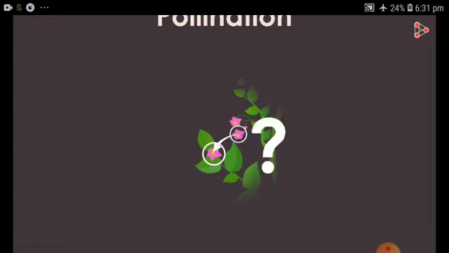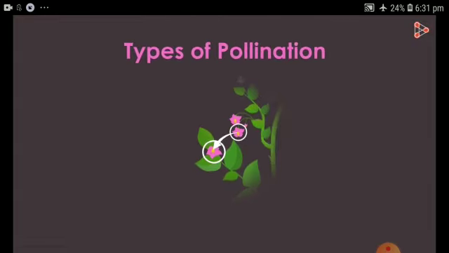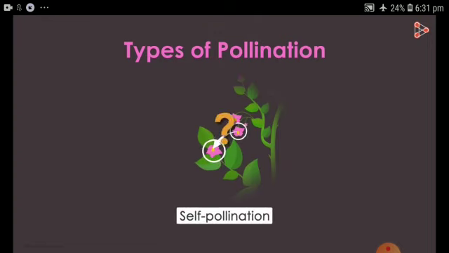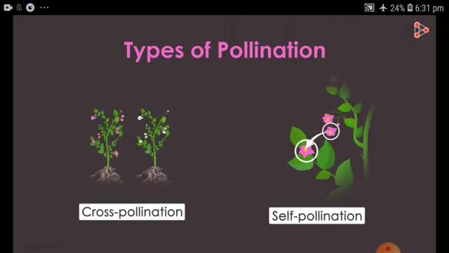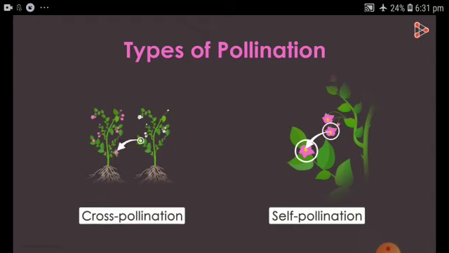That question leads us to the types of pollination. The type in which pollination occurs between flowers born on the same plant is called self-pollination. So what will the next type be? The other type of pollination is called cross-pollination, where the pollen travels from the anther to the stigma of a different flower on another plant.